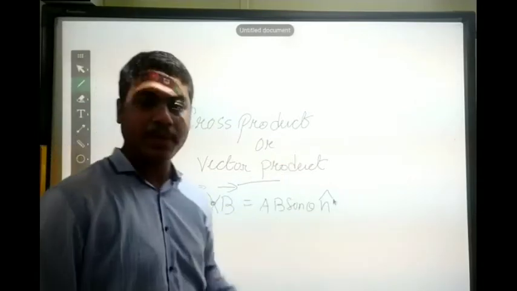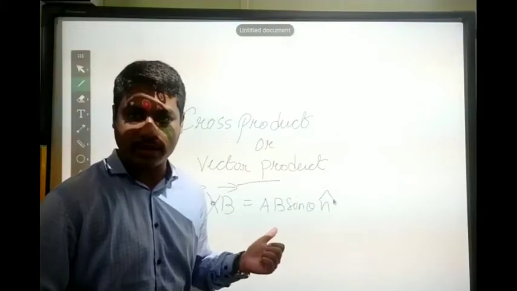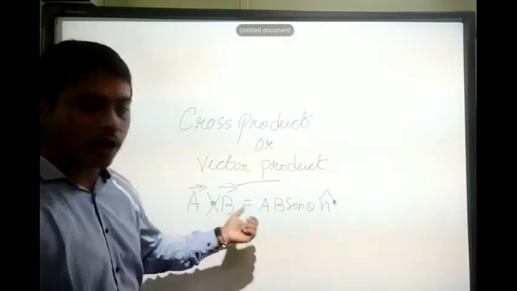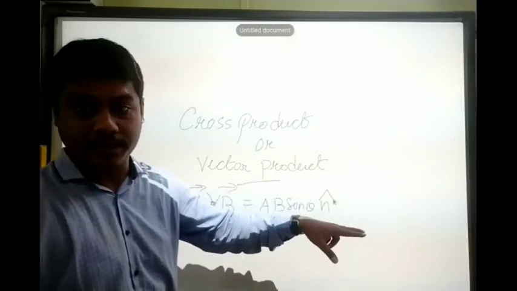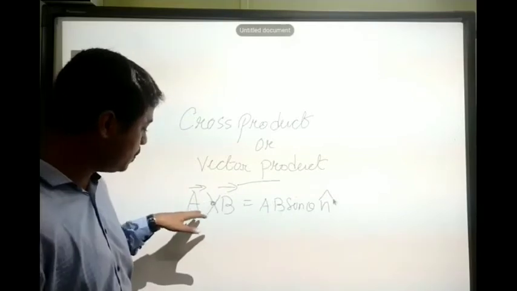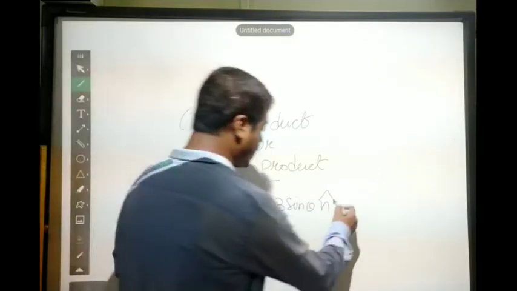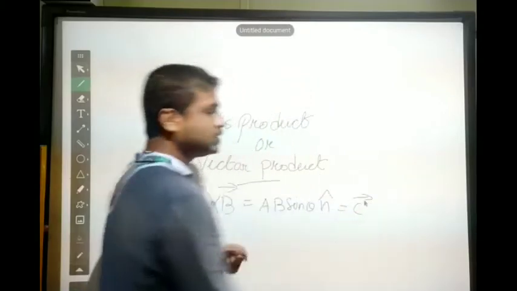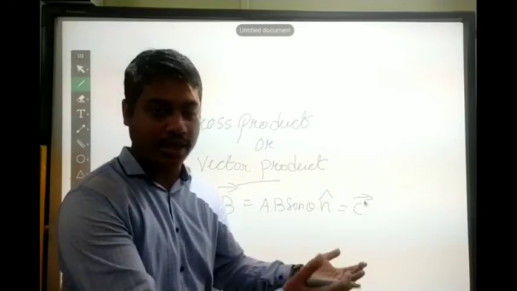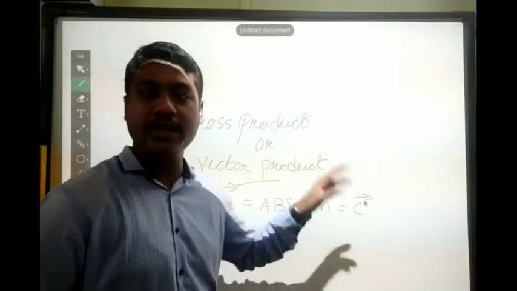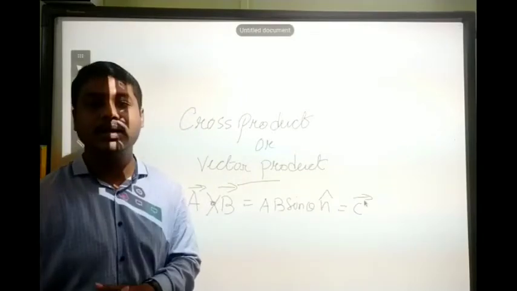Now what does the n cap represent? If you multiply two vectors with a cross product, you will get a third vector. That means if you multiply A and B, the answer will be a third vector C. Just a representation: A cross B will be equal to C. This n cap represents the direction of the third vector. That's why the unit vector is there.